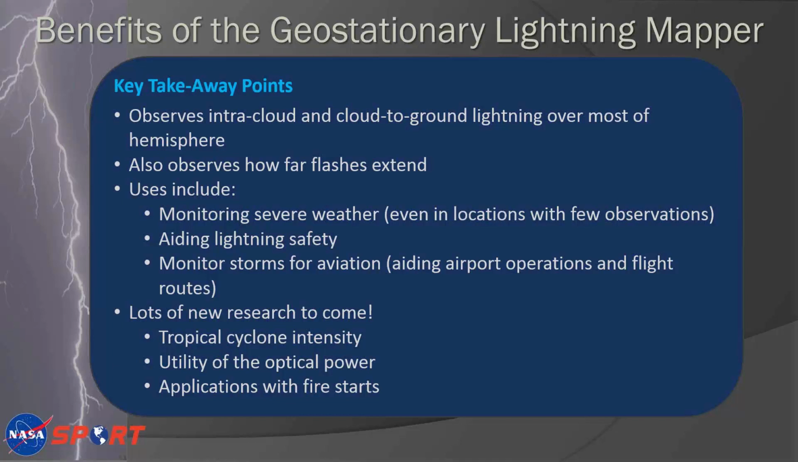At the same time, there's a lot of new research to come. Tropical cyclone intensity. Again, GLM works with optical observations of lightning. So how strong is that optical power coming back to the instrument? Can we use that for determining how strong the lightning is? Does that have a link to severe weather? Applications with fire starts. There's much, much more. So there's going to be a lot of research coming in the years to come going forward.